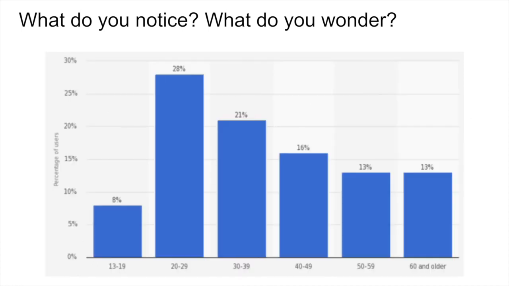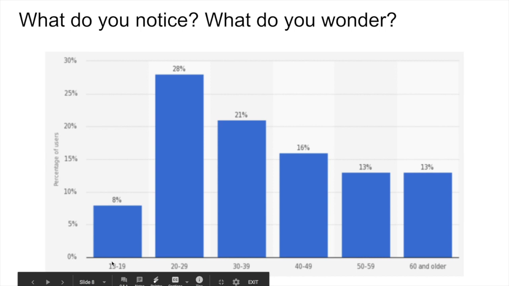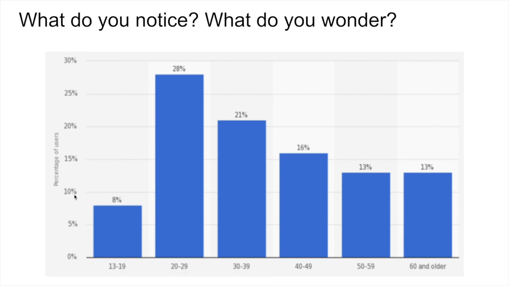This graph, still talking about Facebook, has broken into age bands. So from ages 13 to 19, from ages 20 to 29, 30 to 39, and so on and so forth. But instead of giving numbers of users, they've given percentages. So out of all of the users, what percentage is in each age band? What do you notice about this graph?